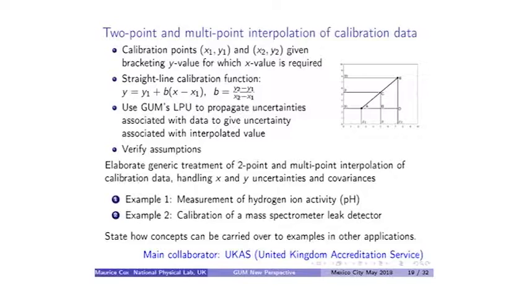A lot of calibration labs use 2-point interpolation and multi-point interpolation of calibration data. And they apply the law of propagation of uncertainty in the GUM. That's fine, but we want to verify the assumptions in the GUM. And we want to say when the Monte Carlo method should be used instead. We want to say when 2-point interpolation is adequate, when multi-point interpolation is necessary, and compare this possibly with the use of least squares instead of interpolation.